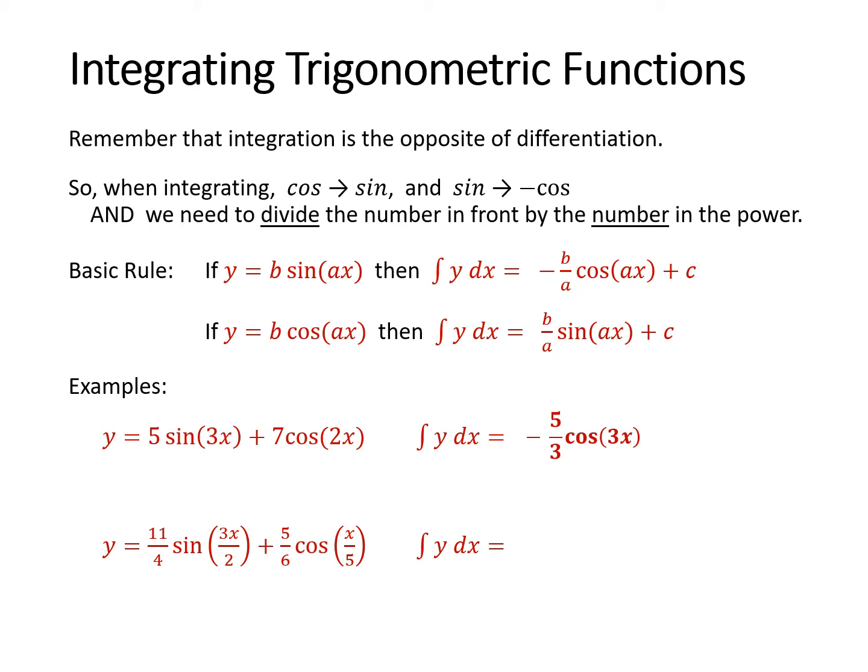Look at the next term. So plus 7 cos 2x. So cos becomes sine. So it's going to become plus something sine 2x. Again, I've left a little gap. I'm now going to get that number correct. And we just got to divide the 7 by the 2. So it just becomes 7 over 2. And don't forget the plus c.